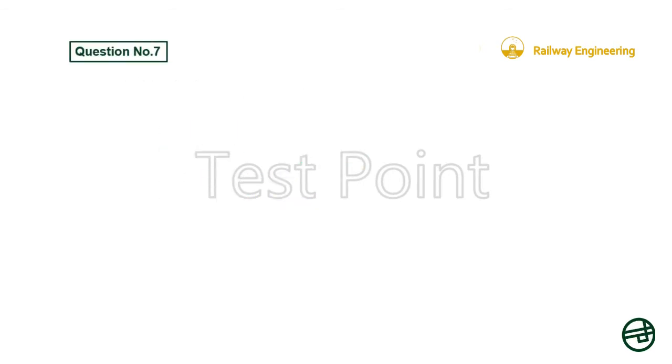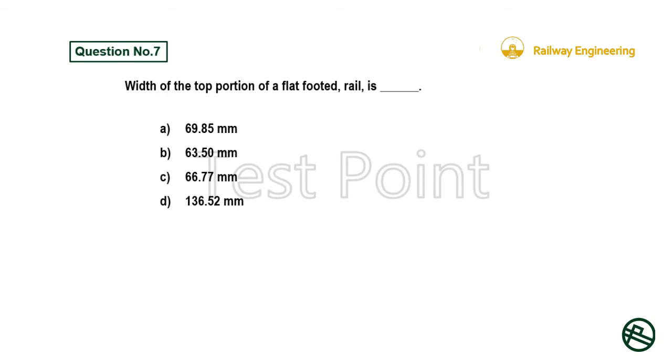Question number 7. Width of the top portion of a flat-footed rail is: option A, 69.85 mm. Option B, 63.50 mm. Option C, 66.77 mm. Option D, 136.52 mm. Answer is option C, 66.77 mm.